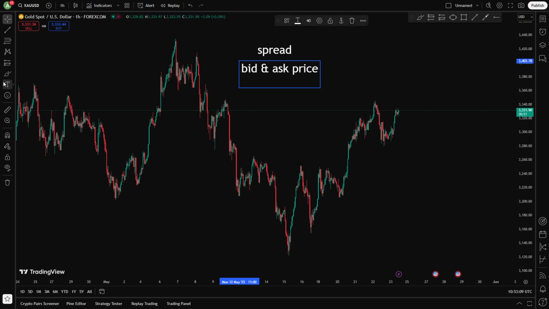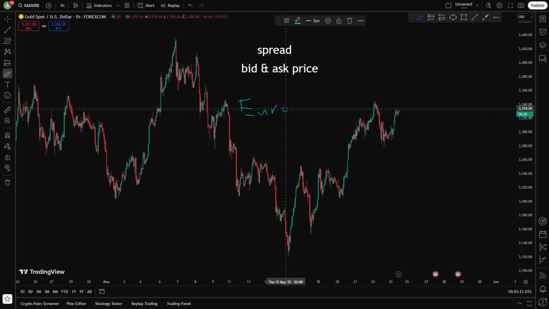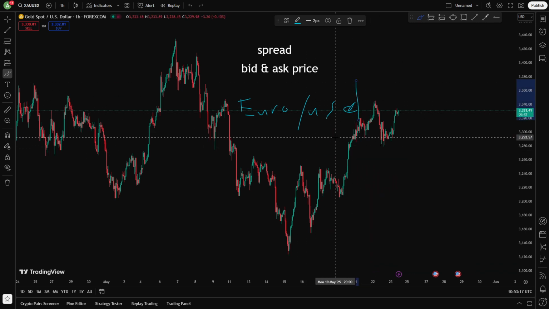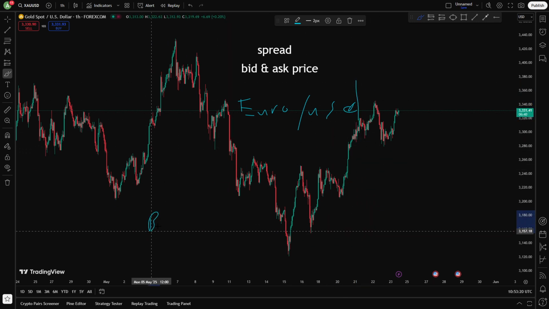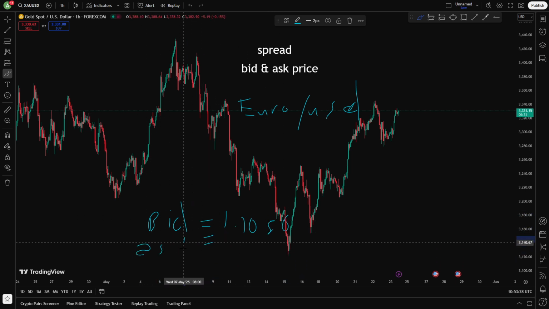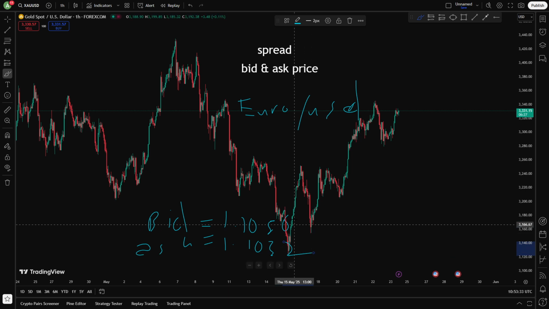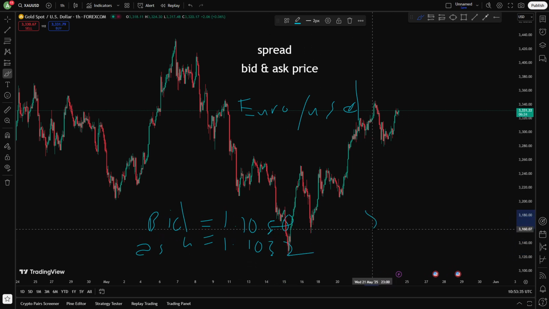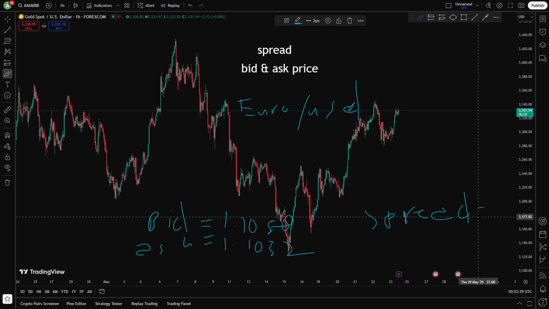So let's say we're having EUR/USD right now, basically the euro versus the dollar. Let's say that the bid is 1.1050, but the ask is 1.1052. The spread is basically 2 pips due to this.